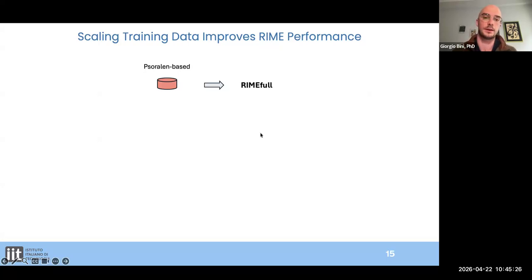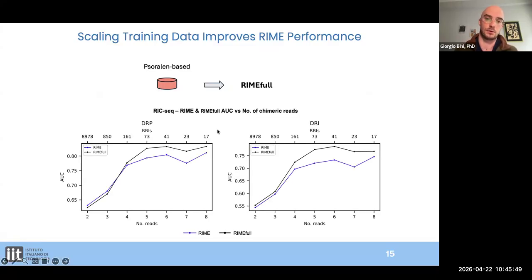So since we know that in deep learning a larger amount of data generally brings higher performance, after validating RIME, we decided to train a final version by including all the available pseudo-RIME-based data. And we then tested its performance on an orthogonal dataset such as RIC-seq. And we can see that on both the patches task and the interactor task, the new version of RIME outperforms the previous one.